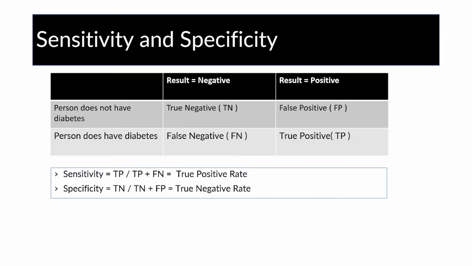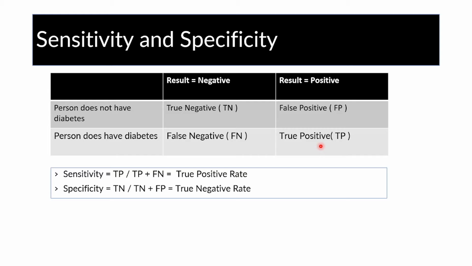We can do this in the form of a confusion matrix. Here, if the person does not have diabetes and the result is negative, then it's a true negative. If the person does not have diabetes but the result is positive, it is known as a false positive. If the person does have diabetes and the result is negative, it is called a false negative. And if the person does have diabetes and the result is positive, it is a true positive.